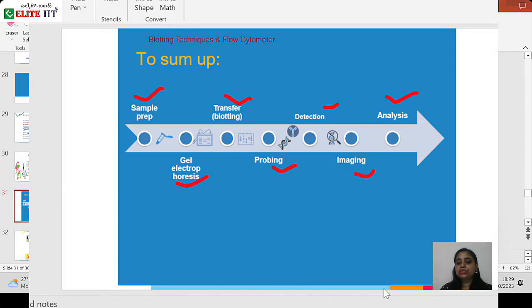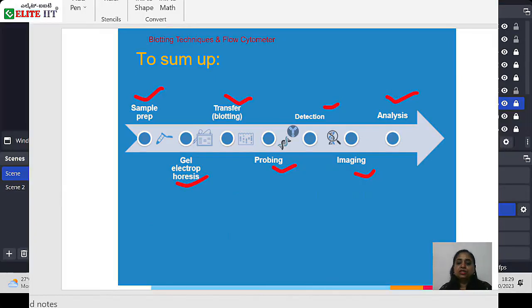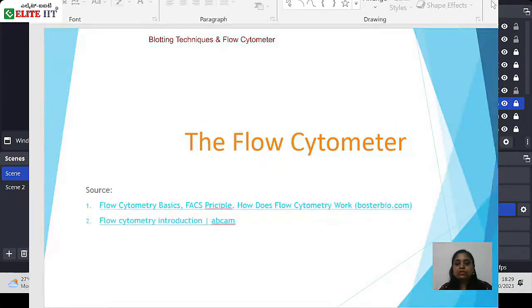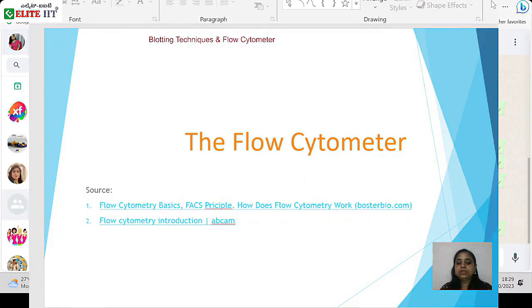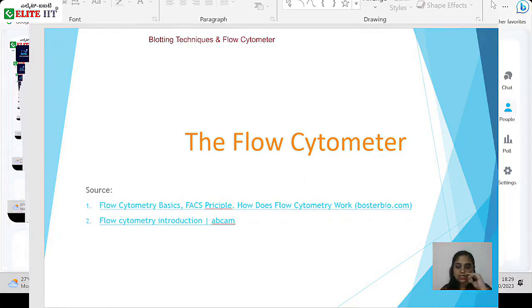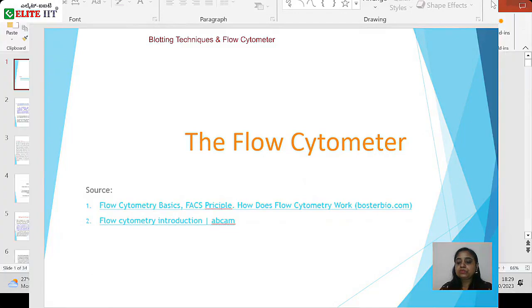Next topic is flow cytometer. That is slightly complicated, so you have to be focused, okay? Now see what is happening here. We're talking about flow cytometer. I have taken all the data from these two sources, okay?